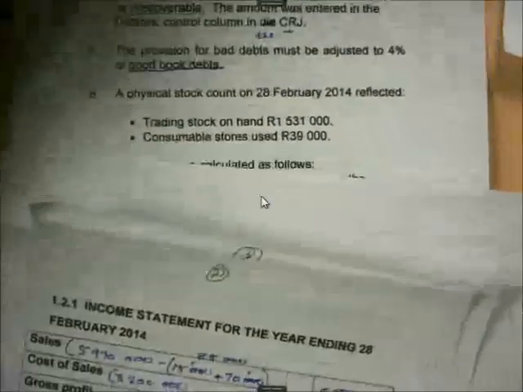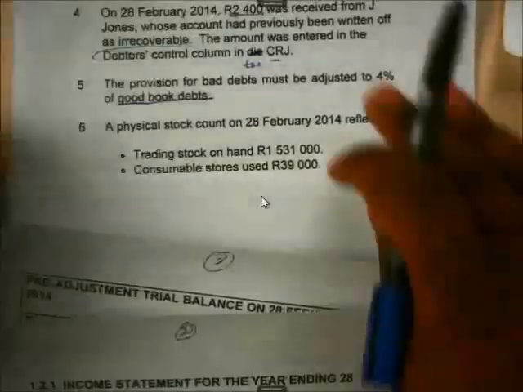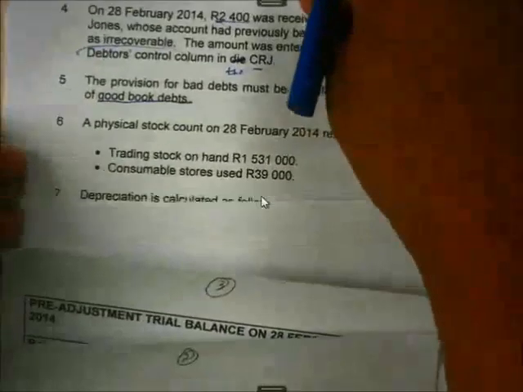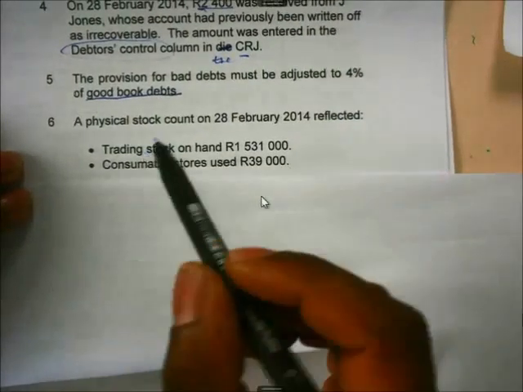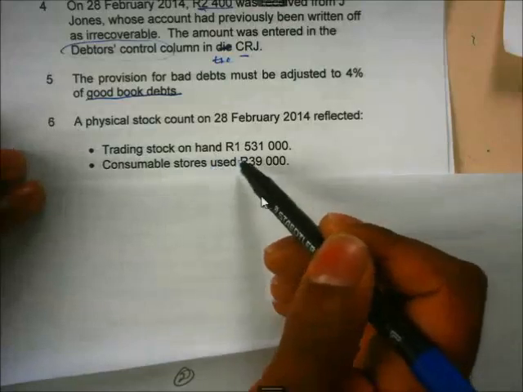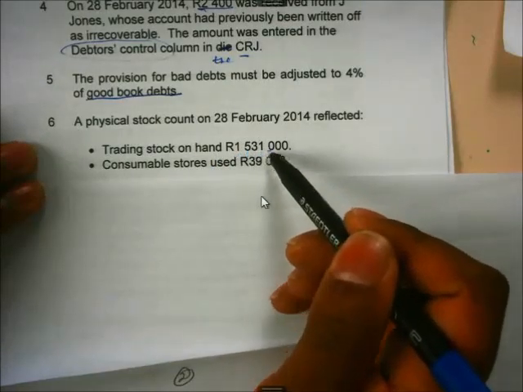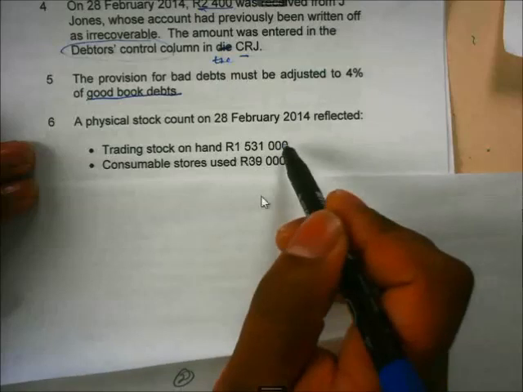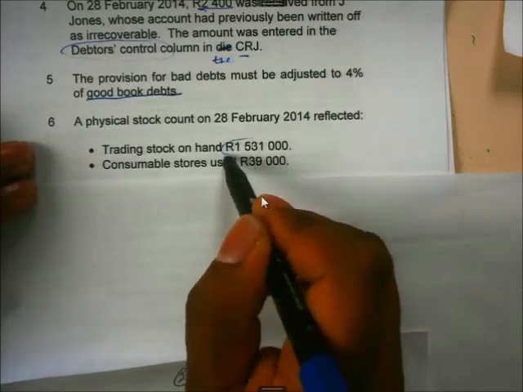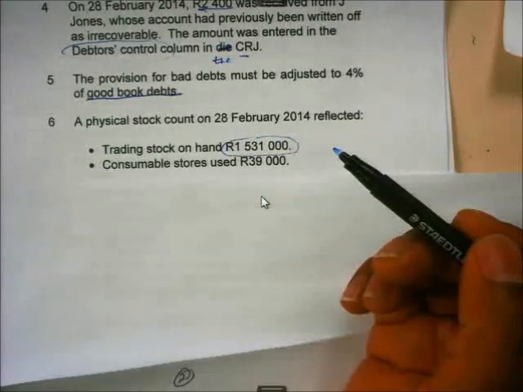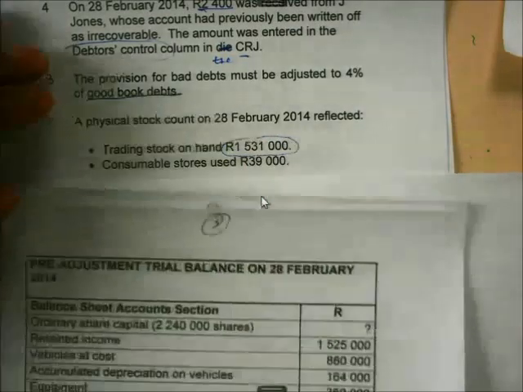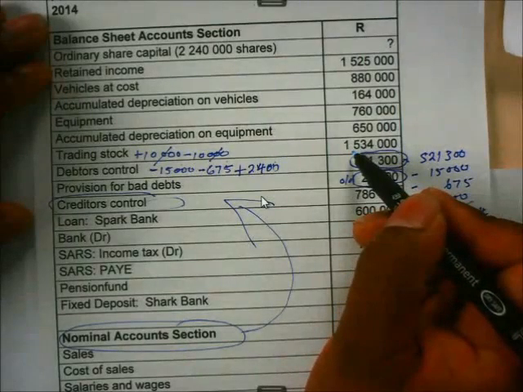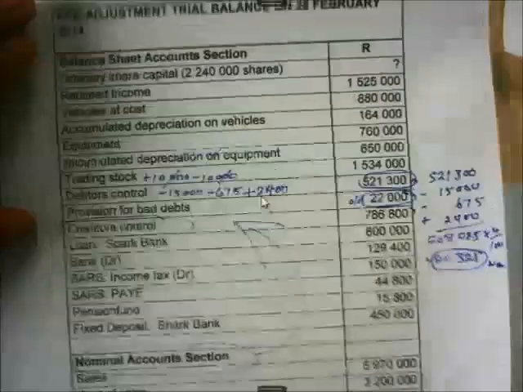The next adjustment is an easy one. Very easy, that everyone can be able to get those free marks. A physical stock count on 28 February reflected trading stock on hand, 1,531,000. Now, immediately, this is the stock that we have according to physical stock taking. And then we must compare this with the stock according to our records. According to our records, how much stock must be there? We must have 1,534,000.